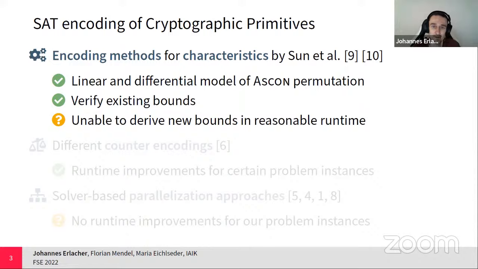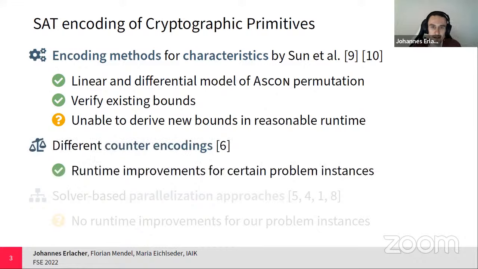We see recent developments in this field, like encoding methods for characteristics proposed by Sun et al. We use these encoding methods to derive linear and differential models of the ASCON permutation, with which we were able to verify existing bounds very efficiently. Unfortunately, though, we're not able to derive new bounds for more rounds in a reasonable runtime using these models.